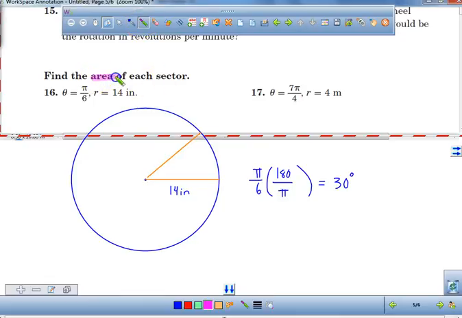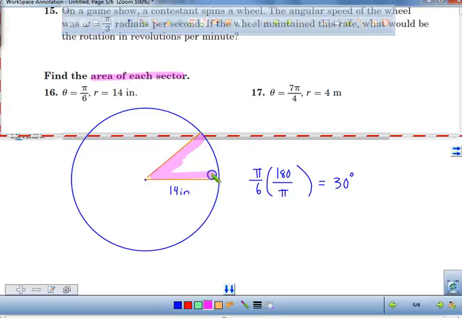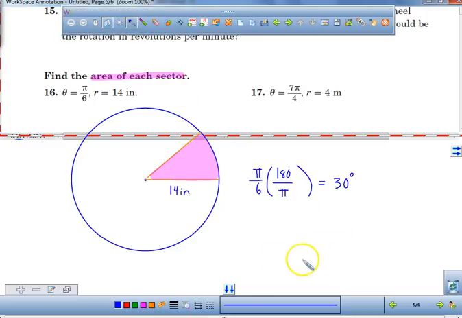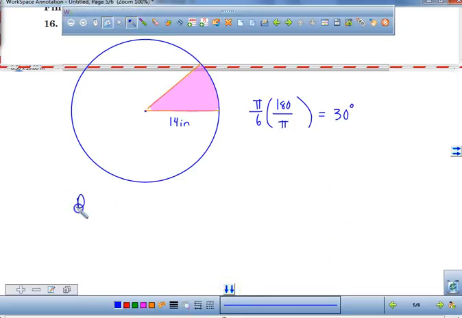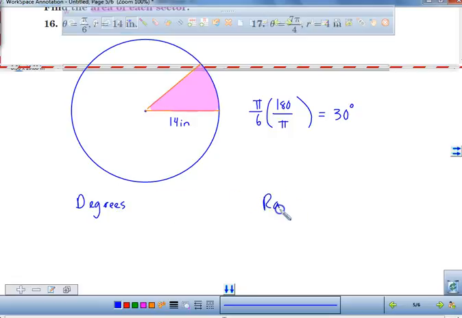The area of the sector is the area of this. Think of it as a slice of pizza. That's the area of a sector. Now, there's two ways to find the area of a sector, just like there were two ways to find arc length. So I'm going to show you two ways. One is if you use degrees. The other is if you use radians. Here's the degrees formula, and here's the radians formula.